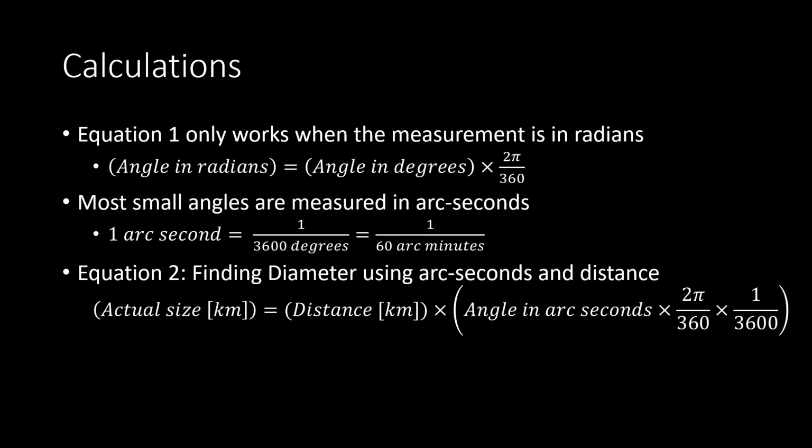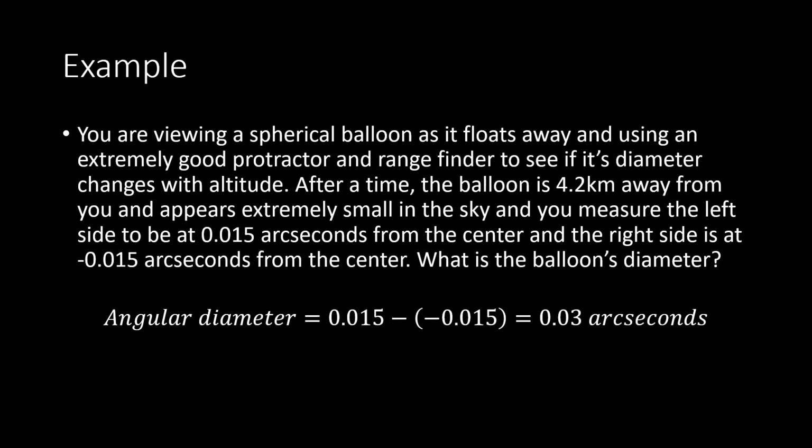So equation 1 and equation 2 should be what you need for today's lab, especially equation 2, which will be the equation you'll be using most of the time. So now we will work with an example just to make sure that we have the idea of how to work with the numbers. We're talking about a balloon here, but it works exactly the same as the planets will work in today's lab. So you're viewing a spherical balloon as it floats away, and use an extremely good protractor and rangefinder to see if its diameter will change with altitude.